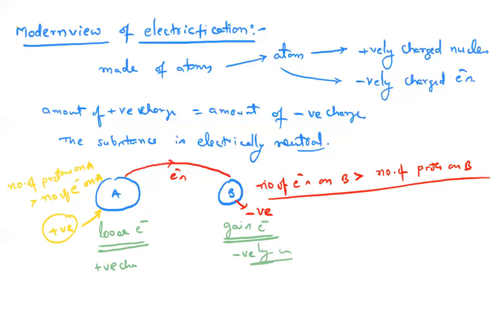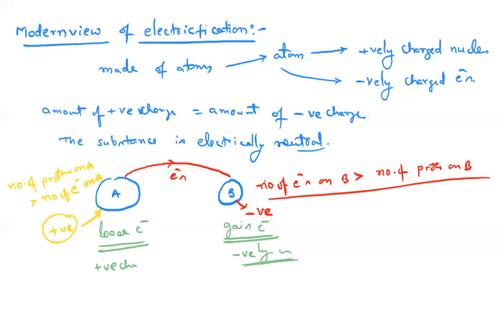This process is called the modern view of electrification. I think everyone is clear. According to the modern view of electrification, in simple words, every substance is made of atoms.